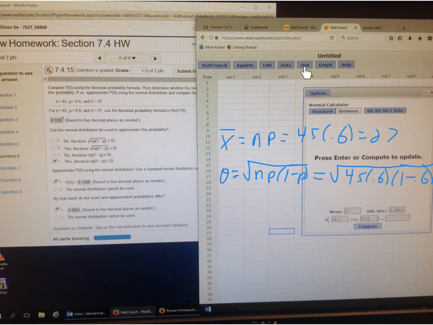So using StatCrunch, you click on Stat, Calculators, and you choose the normal calculator. And n is 45, p is 0.6. To get the mean, you multiply, and that comes out to 27.